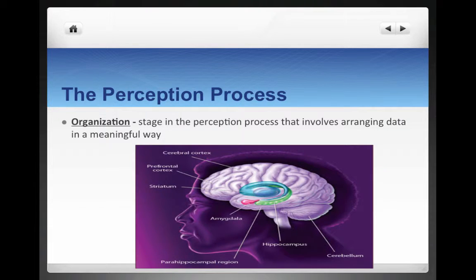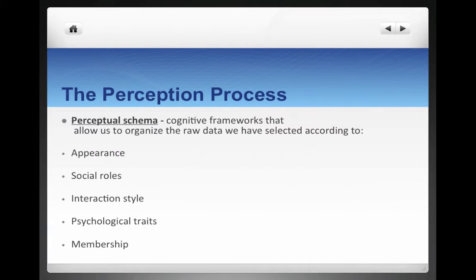Okay, when I select something, I need to organize it, and we call this the organization process of perception. It involves arranging data in a meaningful way through perceptual schema. Perceptual schema is a cognitive framework that allows us to organize the raw data that we selected according to appearance, social roles, interaction styles, psychological traits, and memberships.